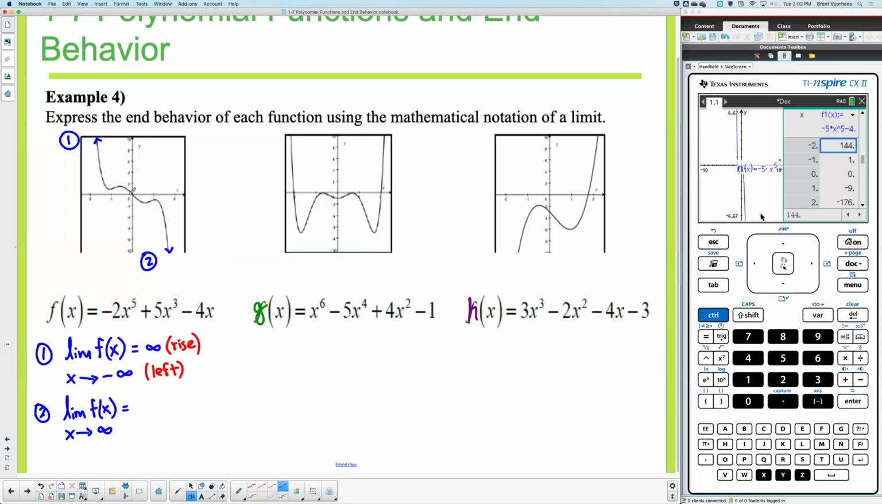Now, as this graph goes to the right, does it rise? Does it fall? Does it get flat? Or does it stop at a point? Which option is true? It falls. The symbol for falling would be a negative infinity. And now I'm going to put the English words in there. We fall as we go to the right. Now, I'm not going to put those in every time, but that's just showing you what those symbols mean.